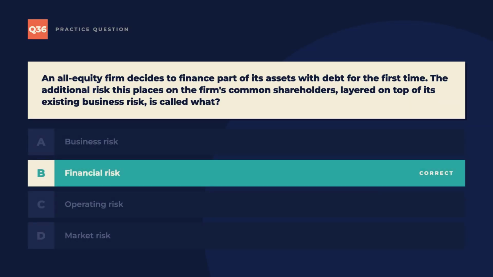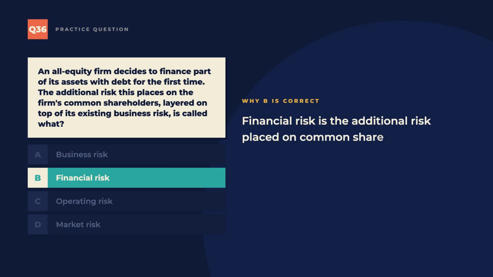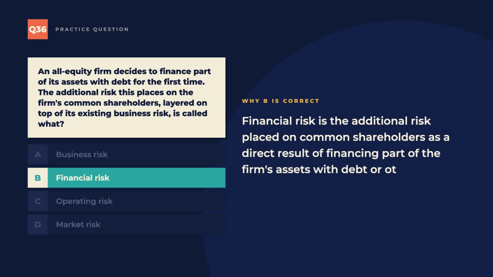The correct answer is B. Financial risk. B is correct because financial risk is the additional risk placed on common shareholders as a direct result of financing part of the firm's assets with debt or other fixed charge financing. It sits on top of business risk rather than replacing it.